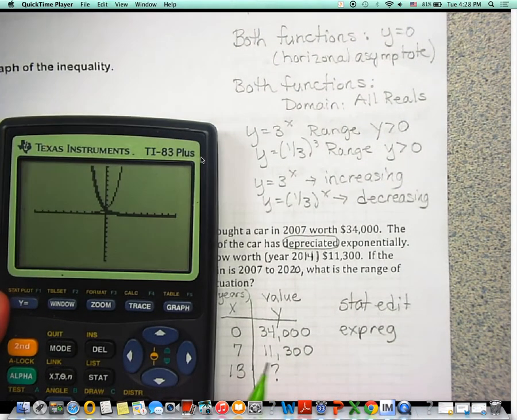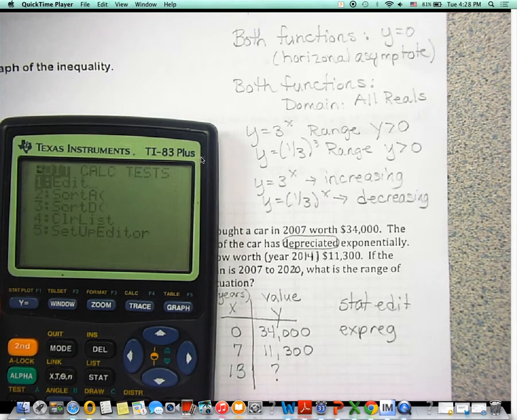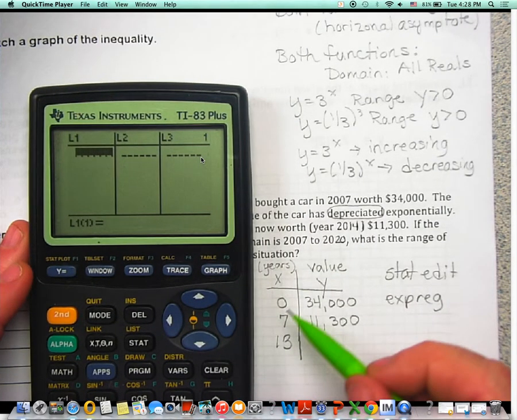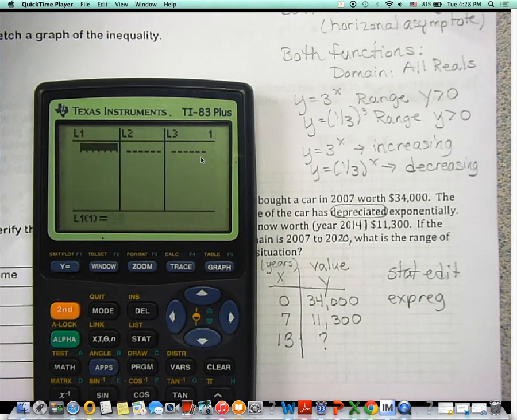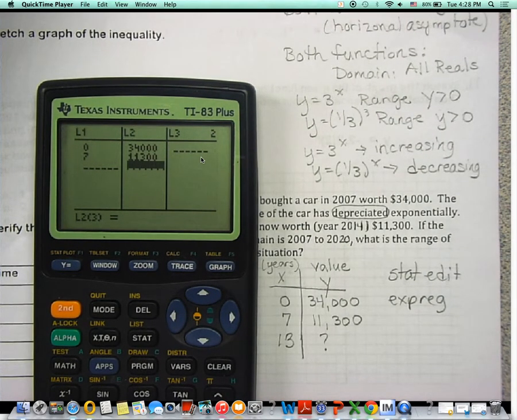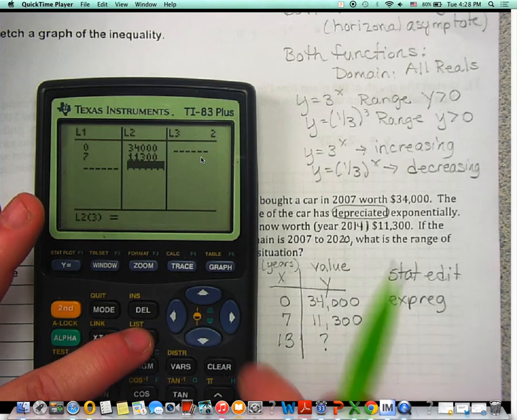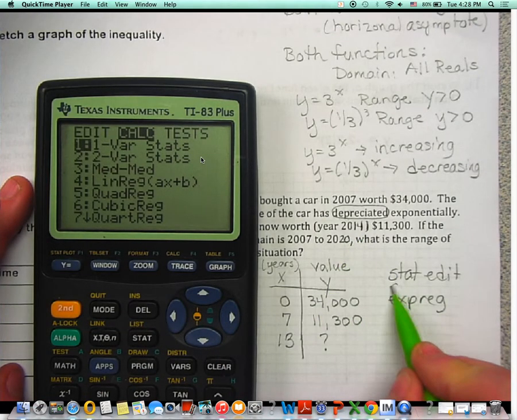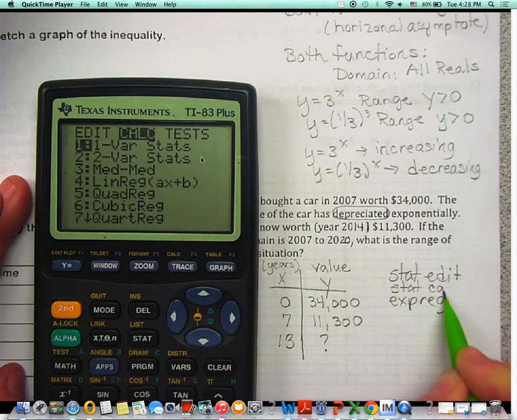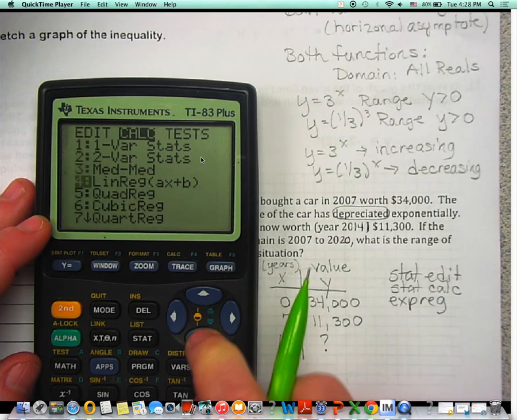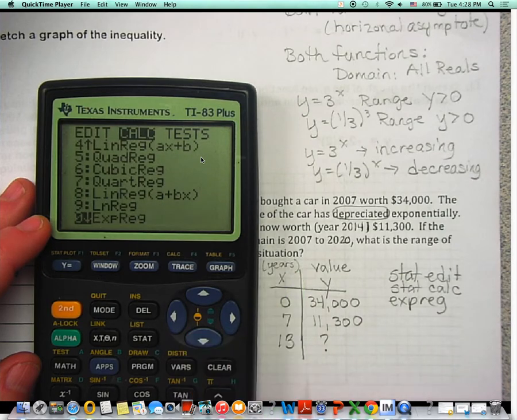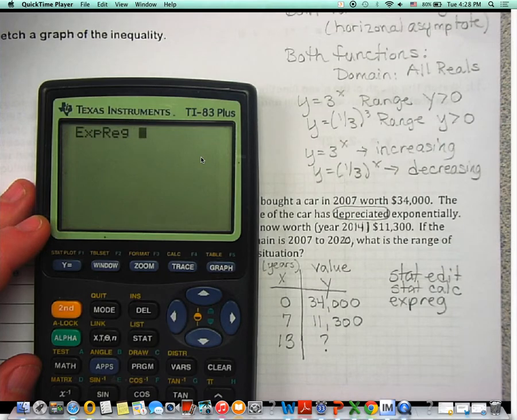Okay, so we'll go to stat edit, and in L1 I'm going to put 0 and 7. And then in L2 I'm going to put 34,000 and 11,300. Okay, and then I'm going to do stat calc. I'm going to write that right here, stat calc. And I'm going to scroll down until I see exponential regression, which is number 0. Push enter, and I'll push enter again.